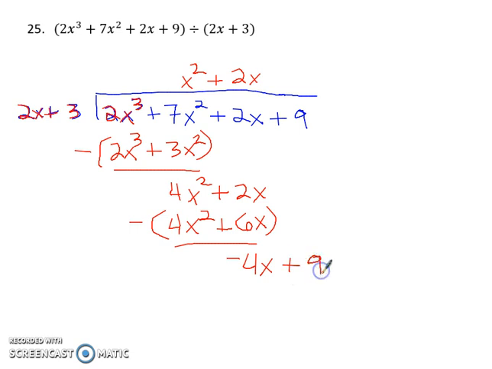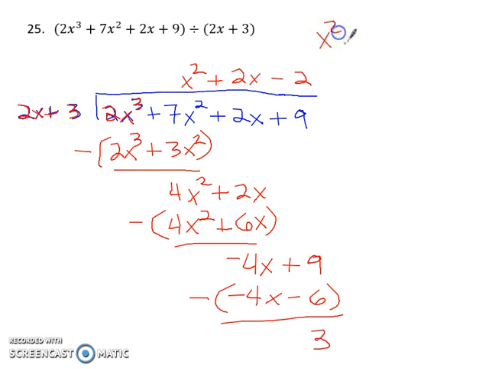Drop that 9 down. What times 2x is a negative 4x? Negative 2. We have a minus 4x minus 6, and we have to subtract that quantity, and that's going to give us a remainder of 3. So our answer here is quotient plus the remainder of 3 over the divisor.